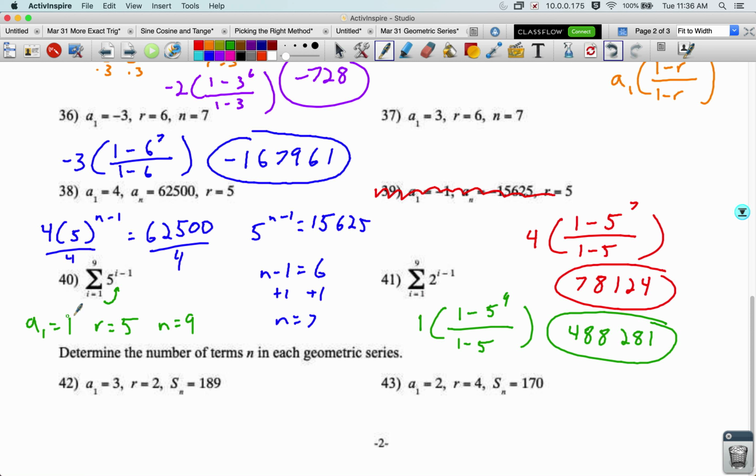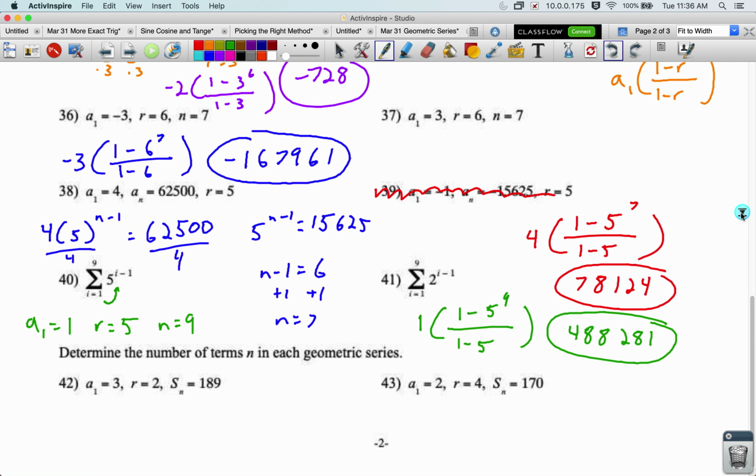So, okay, let's just go over that one more time. Plug in whatever number's down here to get your first term. So I plugged in the 1, 5 to the 0th equals 1, so I got my first term. The base of the exponent is your r, and this number up here is your n. Now you've got everything for this formula up here.